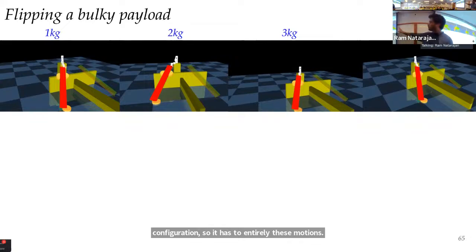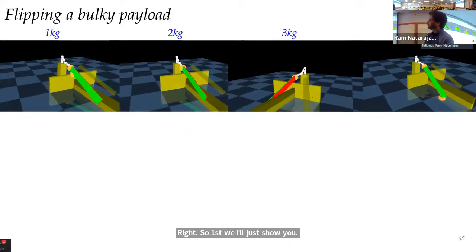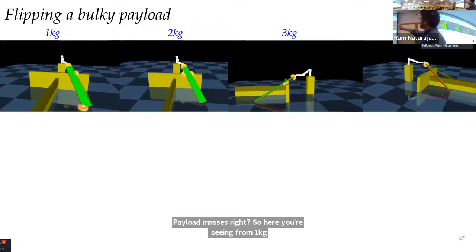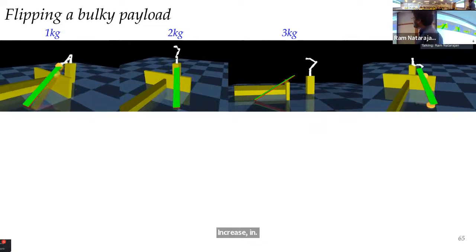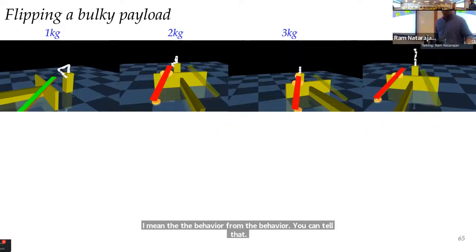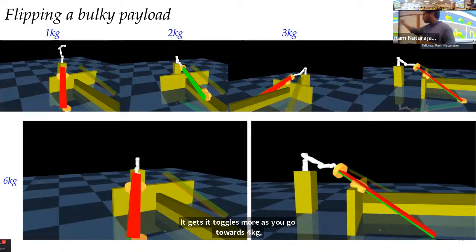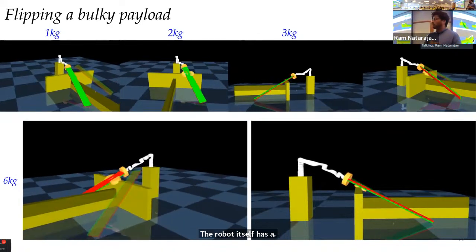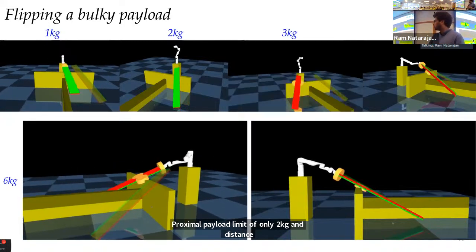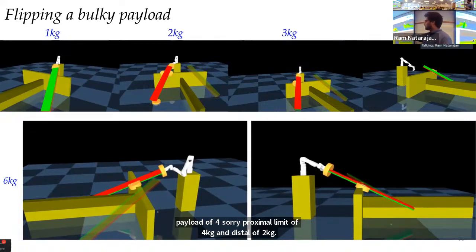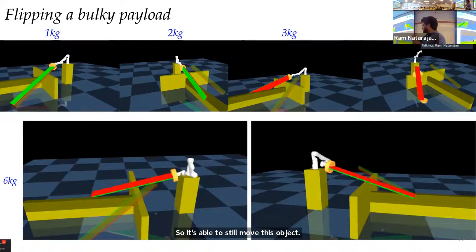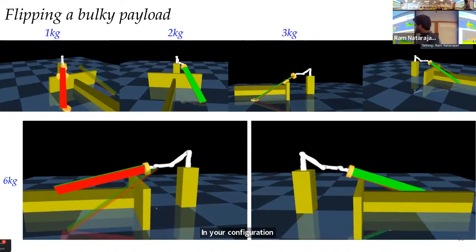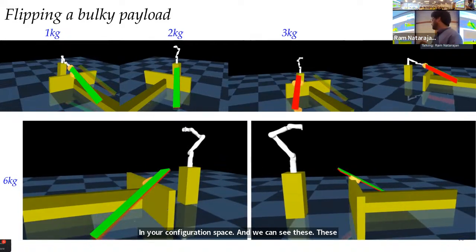So it has to entirely rely on contacts to generate these motions, right? First, I'll show you how the planner adapts and behaves for different payload masses. Here you're seeing from 1 kilogram to 4 kilogram, and from the behavior, you can tell that it struggles more as you go towards 4 kilogram. But the most interesting thing for me is when we push the limits all the way to the 6 kilogram payload. The robot itself has a proximal limit of 4 kilogram and a distal limit of 2 kilogram. So it's still able to move this object by searching and exploring that very constrained manifold in your configuration space. The cylinders you see here are the contact locations, and it's able to successfully move the object to the other side.